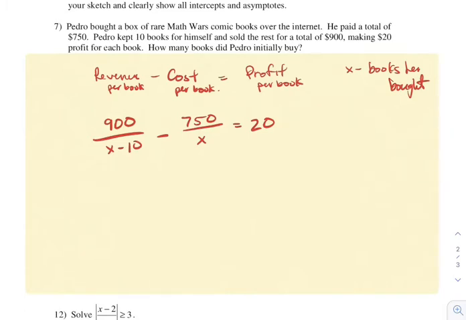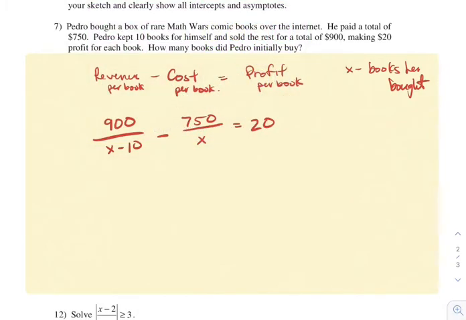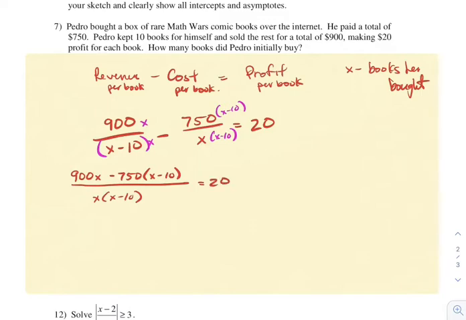So what I'm going to do is get common denominators. So I'm going to have to include X on the top here and X on the bottom. I'm going to have to include an X minus 10 here and an X minus 10 here to get common denominators over here on the left side. So I'm going to have 900X minus 750 X minus 10 all over X minus 10. That's still equal to 20.